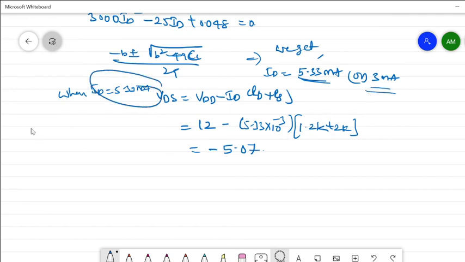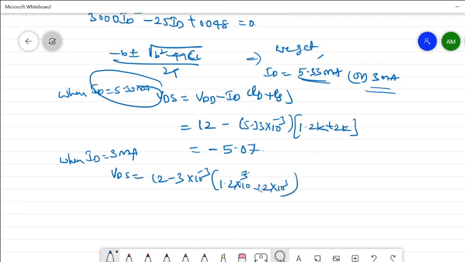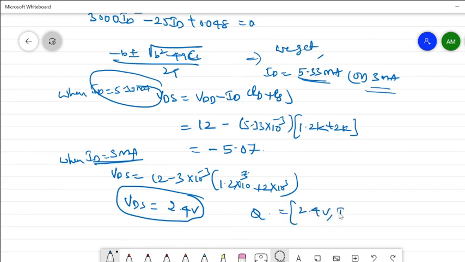Then you have to substitute 3 milliamperes in VDS. When ID is equal to 3 milliamperes, VDS is equal to 12 minus 3 into 10 power minus 3, into 1.2 into 10 power 3 plus 2 into 10 power 3, 1.2k, 2k. So finally the VDS value is 2.4 volts. It is a positive value, so this ID value is valid. Then finally the Q point is 2.4 volts comma ID.